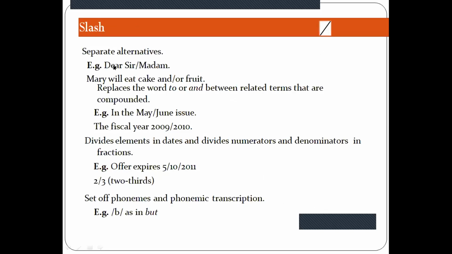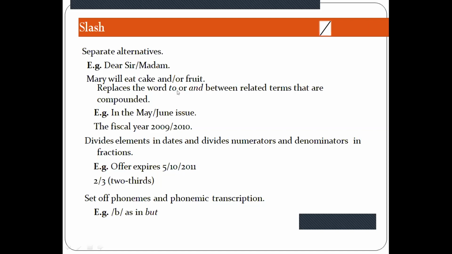Separate alternatives, like this: a slash. When do we use a slash? To separate alternatives. In a letter, you always see that: Dear Sir/Madam. Mary will eat cake and/or fruit. It replaces the word "to" or "or". So I think this is not necessary. We just say Mary will eat cake or fruit.